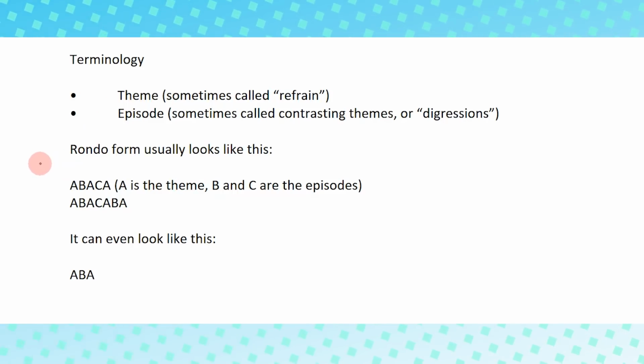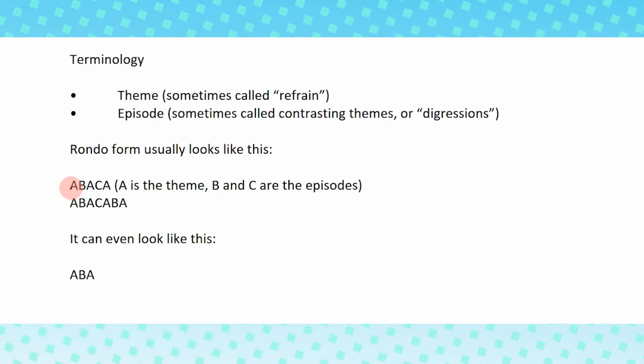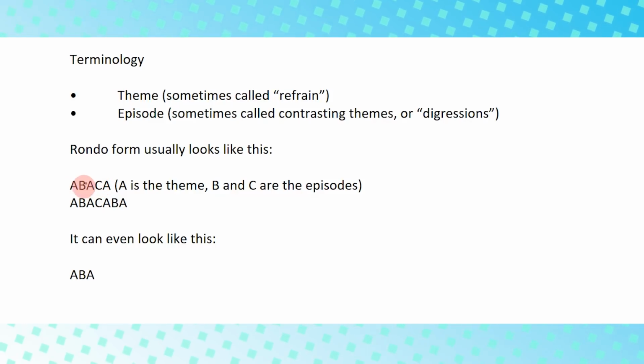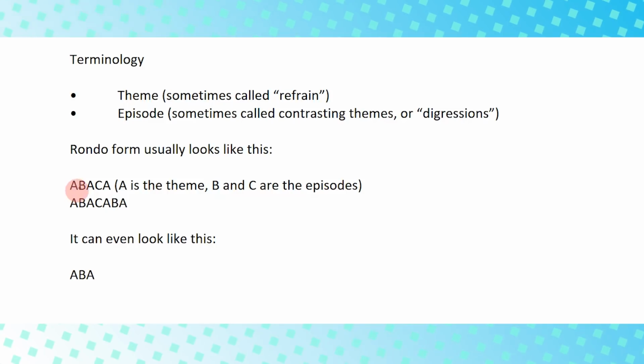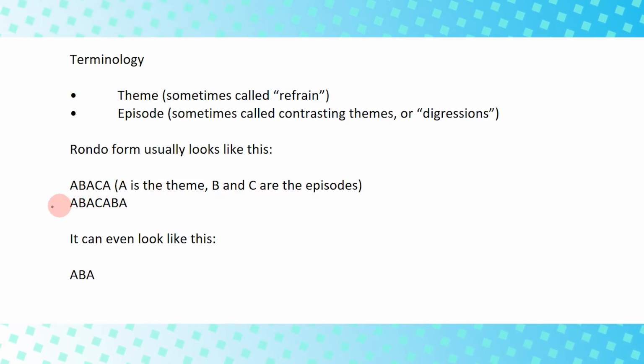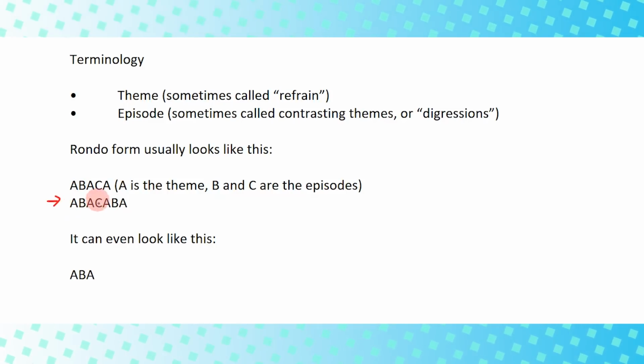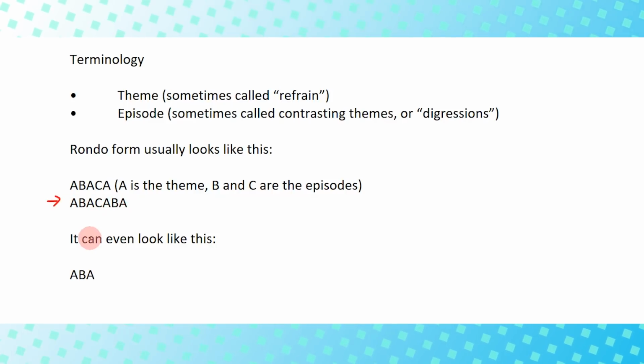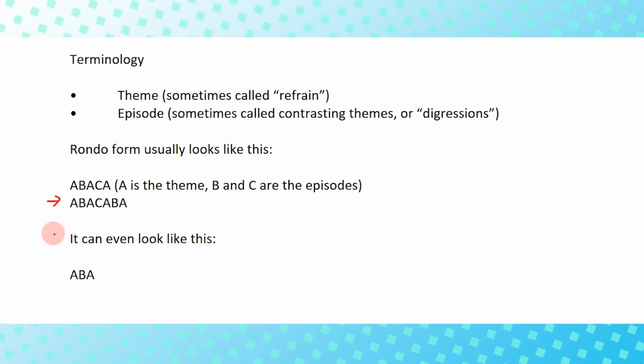So rondo form usually looks something like this. A is referring to the theme, and then the B and the C are the episodes, and they're different. And then it's almost always longer: ABACABA, where there's a total of 4 themes. And that's what we're going to be looking at with Beethoven's Sonata Pathétique.